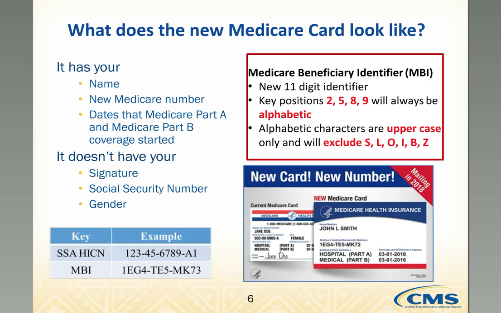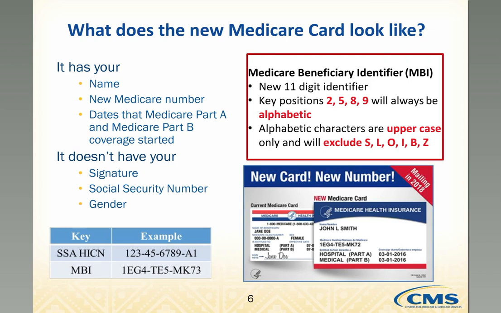And the new card is smaller. It's wallet size, so it should fit more easily into a wallet. The cards will be bilingual, English and Spanish. And it is really important to note that the MBI has certain characteristics that you all should know to, again, identify if numbers become fraudulent.